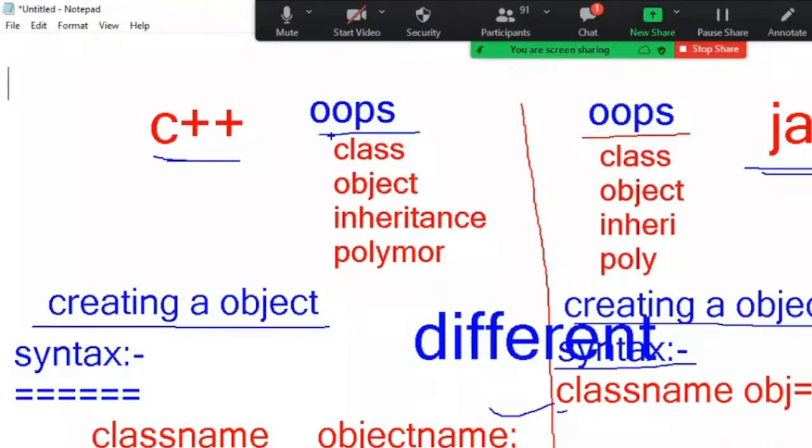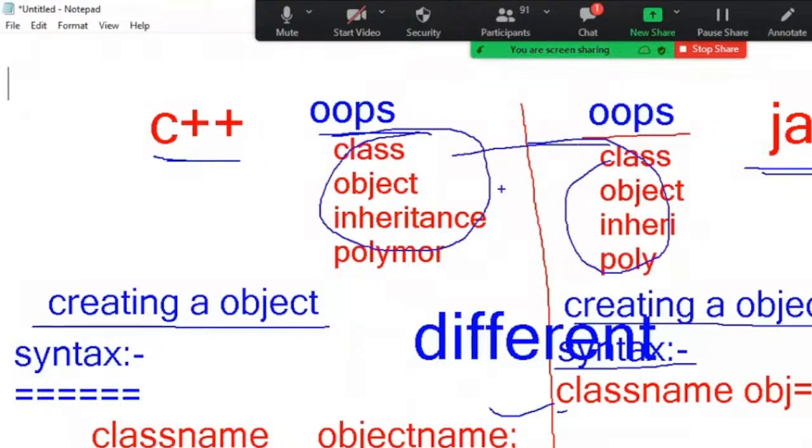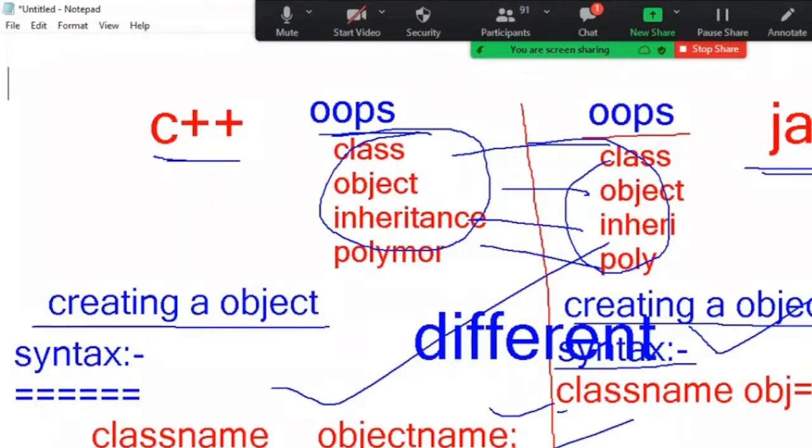But conceptually, the OOP concepts are the same. What is class? What is object? What is inheritance? What is polymorphism? Same. But syntactically totally different. Why? Because those are two different languages, two different products from different companies. That's why functions are different and syntax is also different.